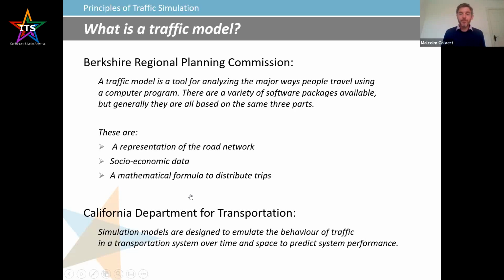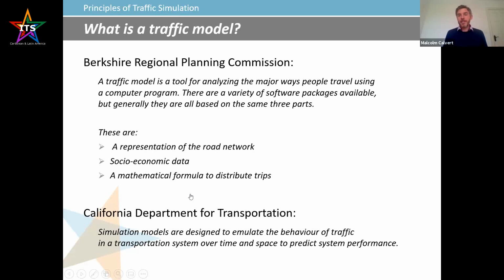So there's a variety of software, of course, available to do these kinds of things, but all of the software that does traffic simulation will have 3 key parts. The first one is a representation of the road network. So whenever we're creating a traffic simulation, we're always creating a specific place, a specific geography, and so representing that network, that geography, is really important.